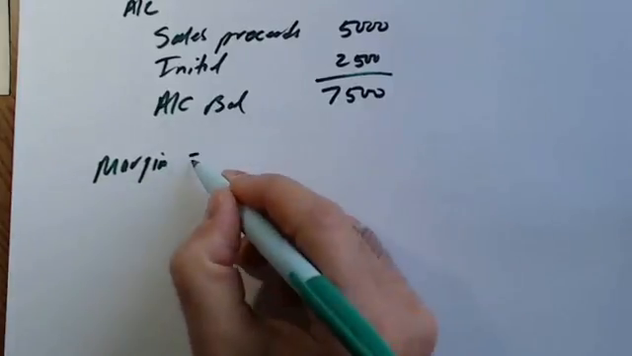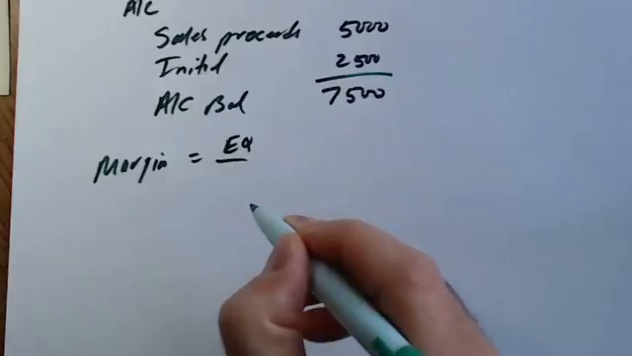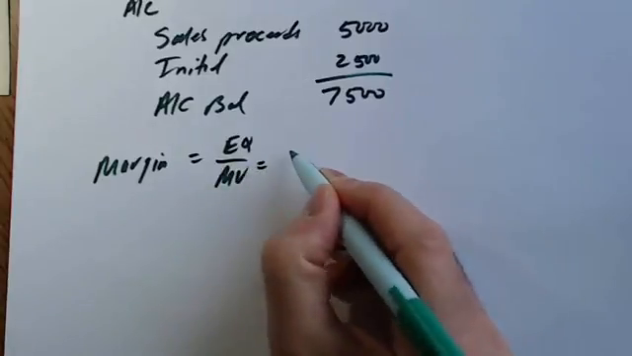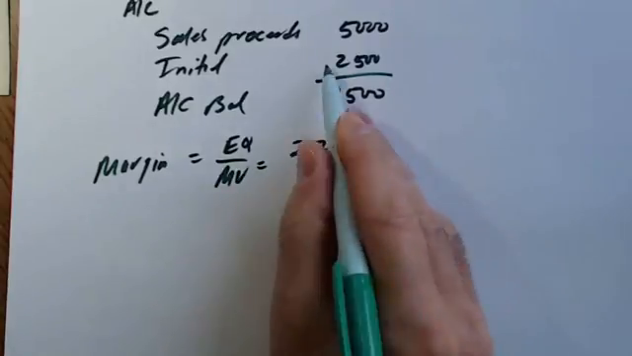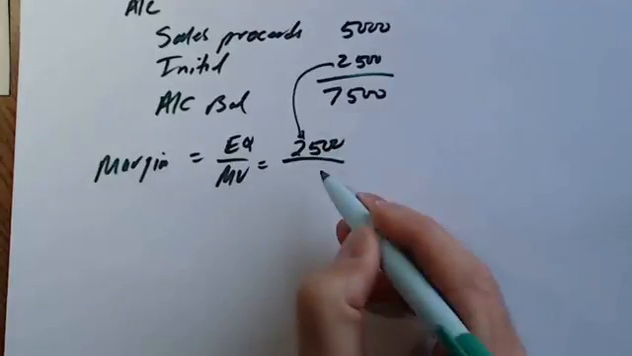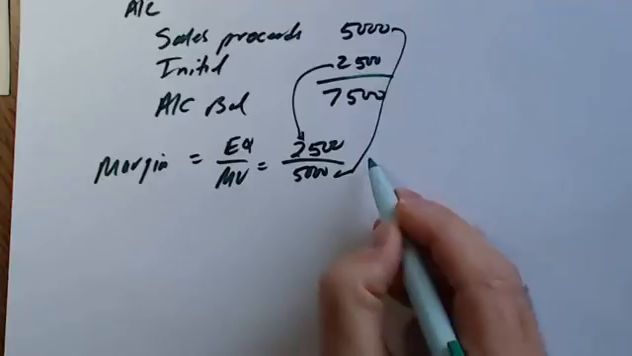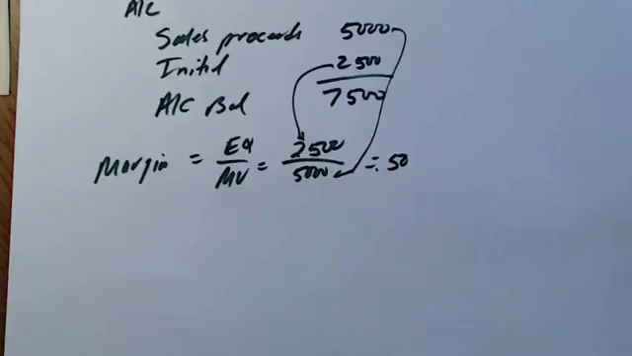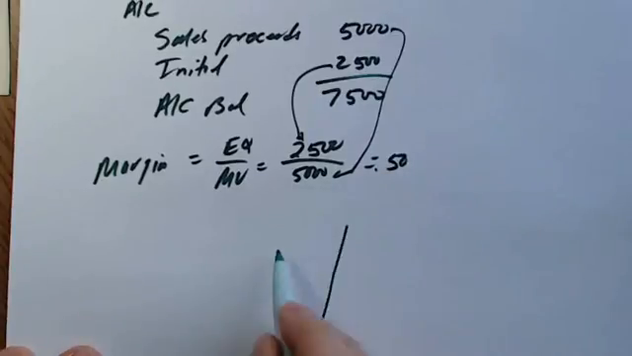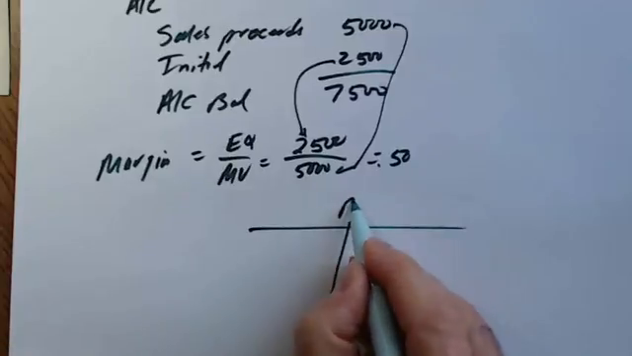Okay. Now, notice you've met the margin requirement according to the formula. So margin is your equity divided by your market value. Your equity is $2,500. The market value of what you sold was $5,000, so it's 50%. There you met it.